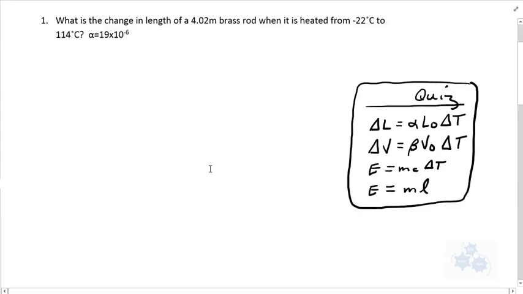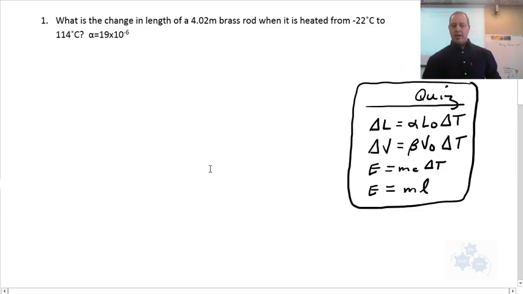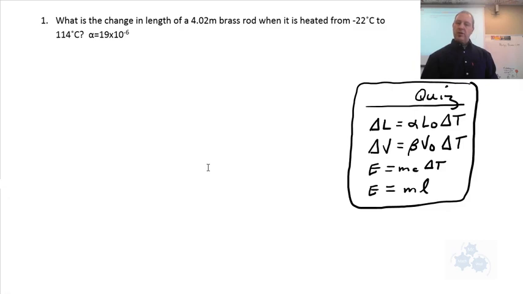Okay, so this is a little practice quiz that I'm giving you guys today. This will help you to review the concepts of linear and volumetric expansion and heating curves. So you're going to have a quiz on this tomorrow.